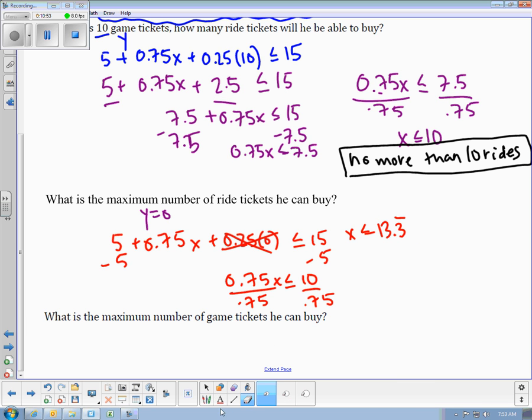And we have to consider this being rides. You can't ride a third of a ride. They're not going to stop at a third of the way through and have you get off. So we really can't count that 0.3 repeating part. So I would say no more than 13 rides.